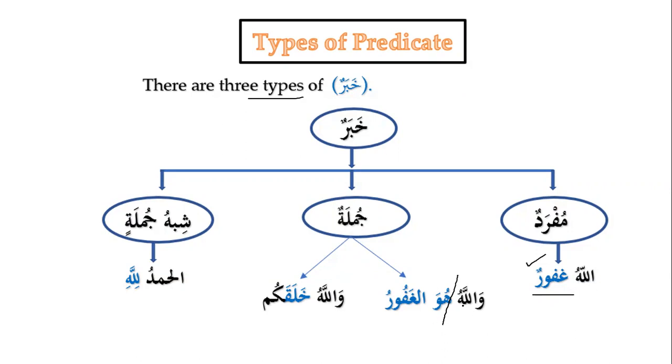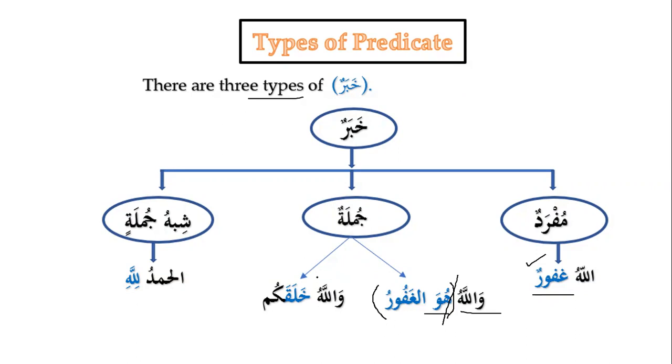So because we have here mubtada and khabar, and again we have mubtada and khabar, this complete sentence will be in the place of khabar. So we will say Wallahu is mubtada and huwal ghafuru is khabar. And we know that this is a nominal sentence. Why is it a nominal sentence? Because it starts with the pronoun.